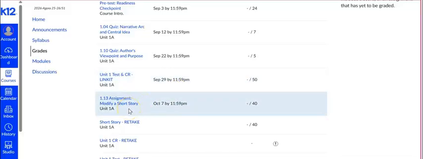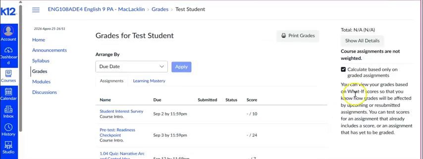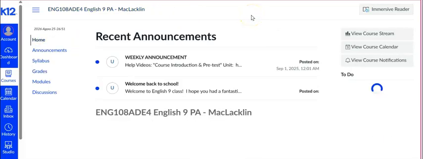The 1.13 assignment, modify a short story, which is done in Linkit as well, is due by October 7th and worth 40 points. The retakes for Unit 1, the short story retake, the Unit 1 CR retake, and the Unit 1 test retake will be open and available until the end of Q1, and those are replacement points. So that's it for our Unit 1 help video.